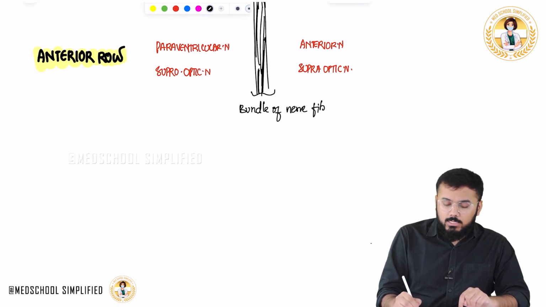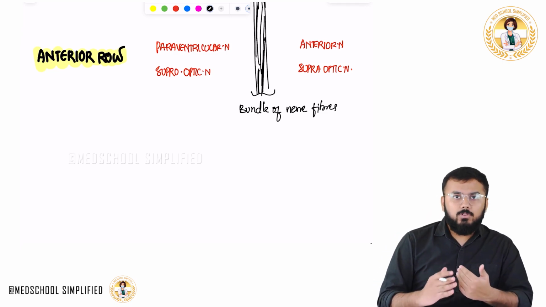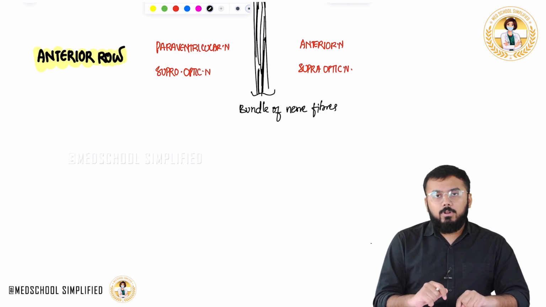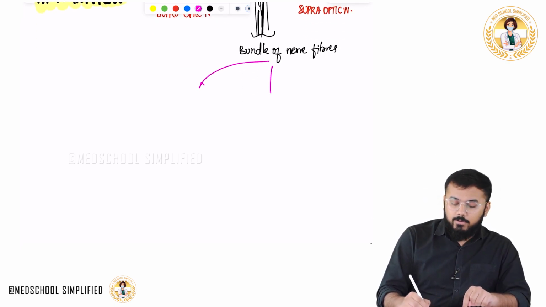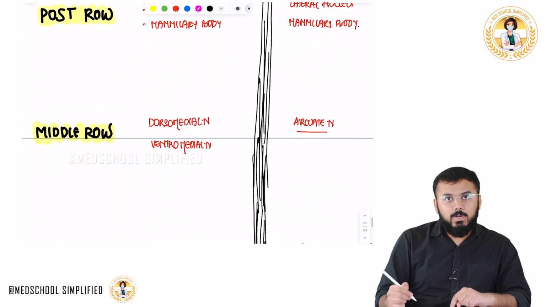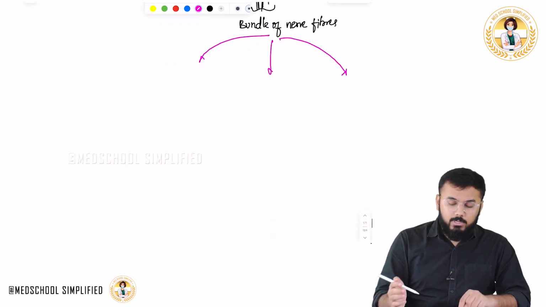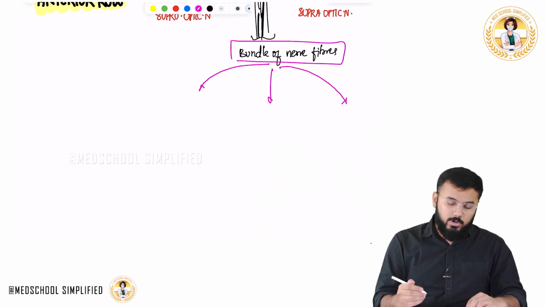First of all, what are these bundles of nerve fibers? Where are they located? They are located between the medial as well as the lateral zone, and they comprise three important fibers. How many types of fibers are located within these bundles? There are three important fibers together that form the bundle of nerve fibers. So what are those three important fibers?